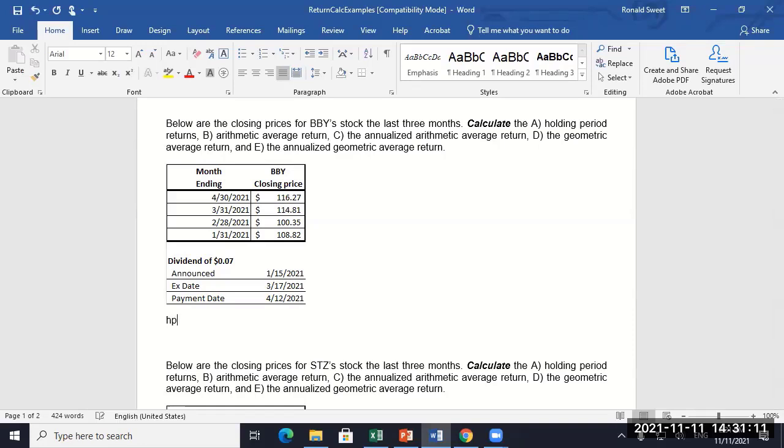The holding period return. Someone, off the top of your head, without looking at your notes, what's that simple formula for holding period return? Yeah, so just plug those numbers in. Where students make a mistake is they use the ending market value in the wrong place, or they divide by the wrong number. So just be careful.